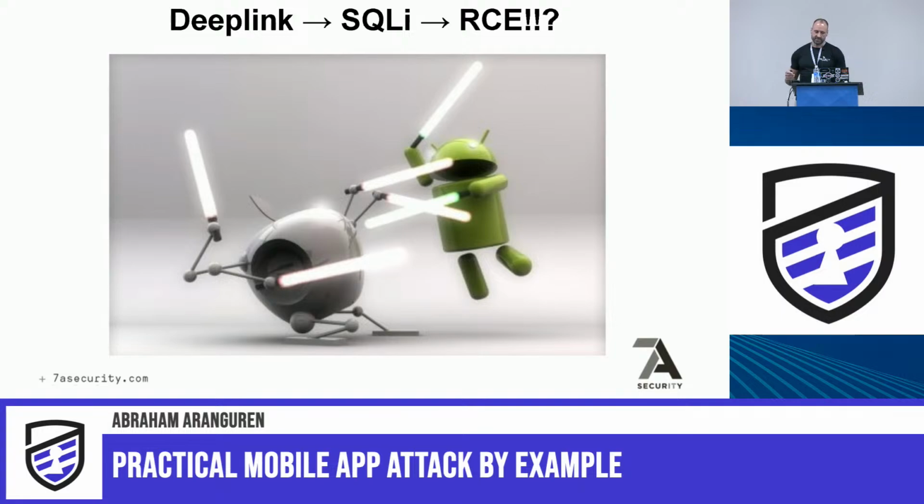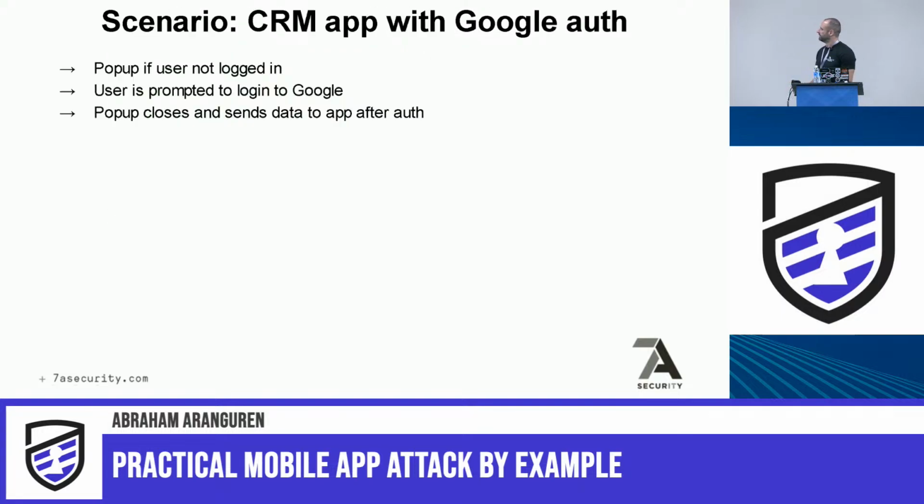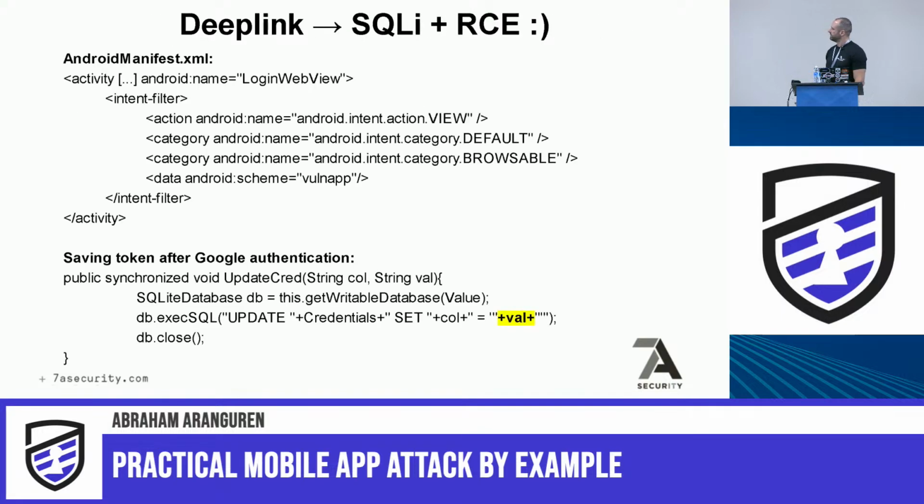And then another interesting scenario, now this is the ninja scenario, is a deep link leading to SQL injection, leading to remote code execution, right? So let's see, and this was actually in a commercial pen test, so it was an interesting scenario in a real app. So sometimes mobile applications will have a pop-up if the user is not logged in, right? In this case, it was a pop-up to log in with Google. And then when the pop-up is closed, it sends a deep link to the app with the authentication from Google, and then the app uses this Google token from their own, right? So can anybody tell me what the vulnerability is here?